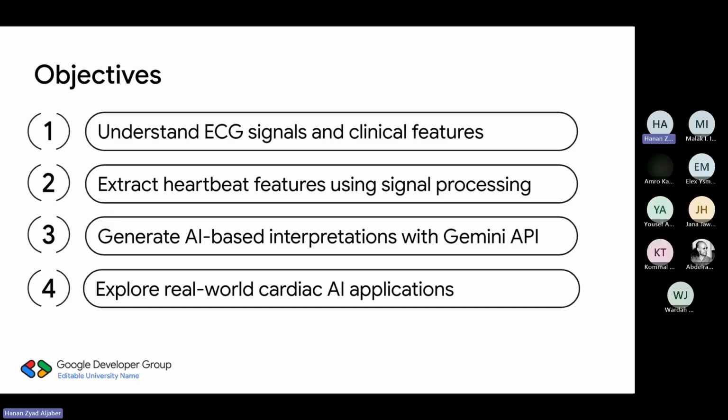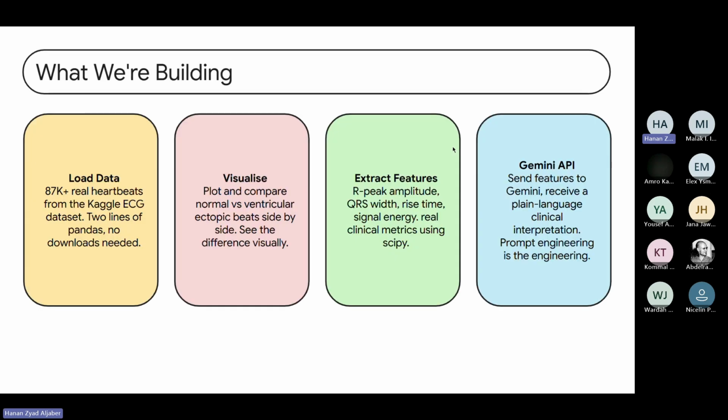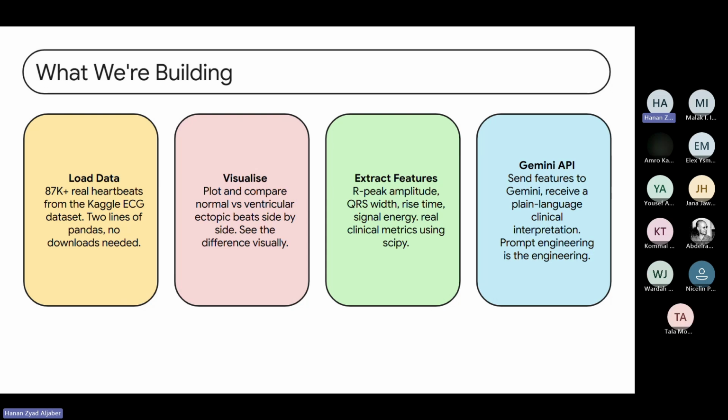AI-based interpretations using the Gemini API. This will equip you with real-world cardiac AI applications. So let me tell you exactly what we're building today. Today we're building an AI-powered clinical analysis tool using the Gemini API and a real biosignal pipeline. It's the same kind of architecture that's behind the Apple Watch detection and a lot of other products that have gone through FDA clearance as medical devices.